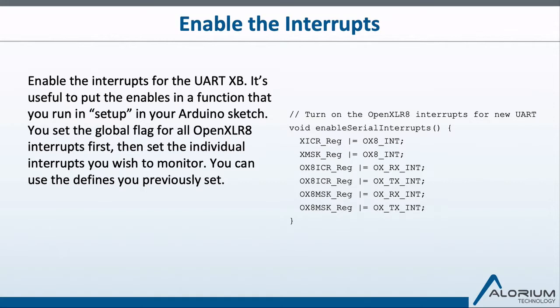Next, you want to enable the interrupts for the UART XB, and once again, it's useful to put the enables in a function that you run in setup of the Arduino sketch. First, you set the global flag for all OpenXLR8 interrupt bits, and then you set the individual interrupt bits that you wish to monitor, using the defines that I set up previously. Just like in the example before, I have a function called enable serial interrupts. I'm setting the global control and mask register, and then I'm using the OpenXLR8 RX interrupt bit and the OpenXLR8 TX interrupt bit to set the control and mask registers for those bits, and that will be what actually allows us to monitor the RX and TX interrupts in software.